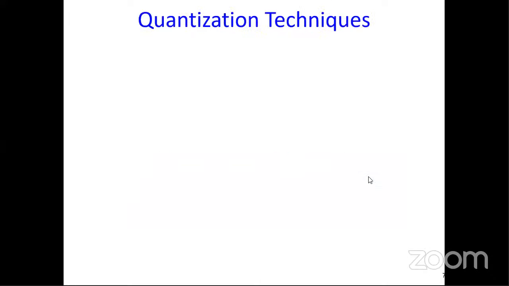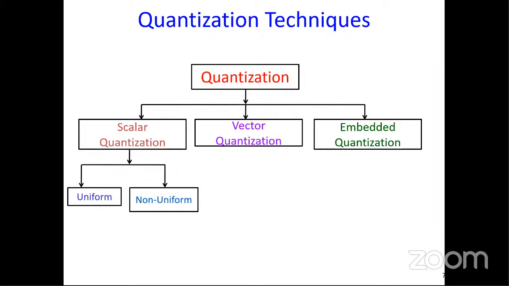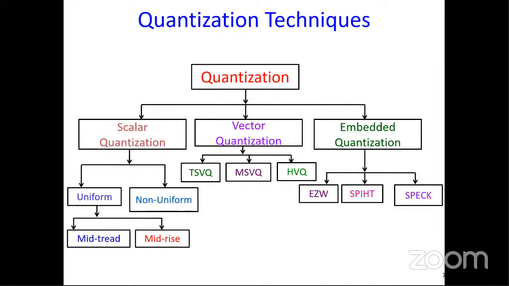This we can broadly classify into two types: scalar quantization and vector quantization. If we are employing wavelets, then it becomes embedded quantization. So quantization plays a very important role in compression, similar to thresholding, which plays a very important role in denoising. In scalar, you have uniform and non-uniform quantization. There are different varieties of vector quantization, such as tree structure vector quantization, multi-stage vector quantization, and hierarchical vector quantization.